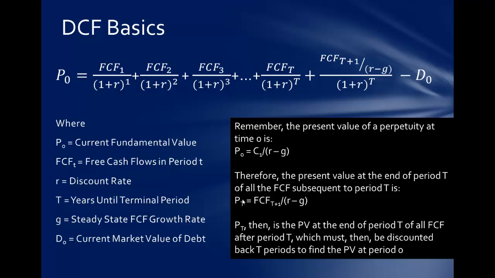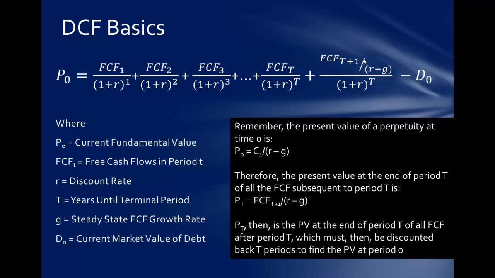Well, if we want to get the present value of those cash flows at the end of period capital T, then we need the cash flows from the next period, T plus 1, divide that by R minus G, and again that gives us the present value at the end of period capital T of all of the rest of the free cash flows to the firm. So that's the denominator. The denominator is the present value at the end of period T of all of the remaining free cash flows to the firm.